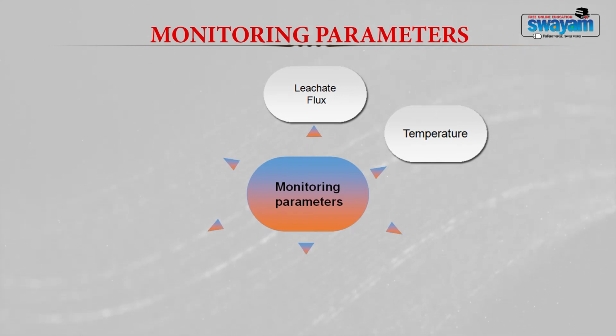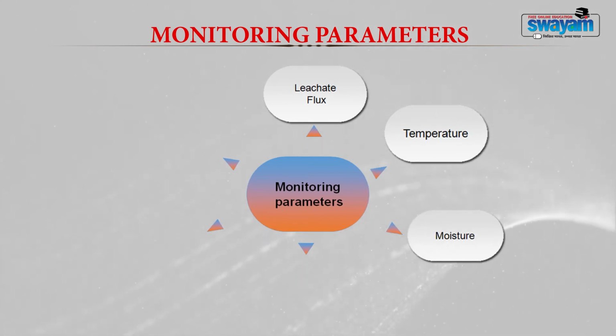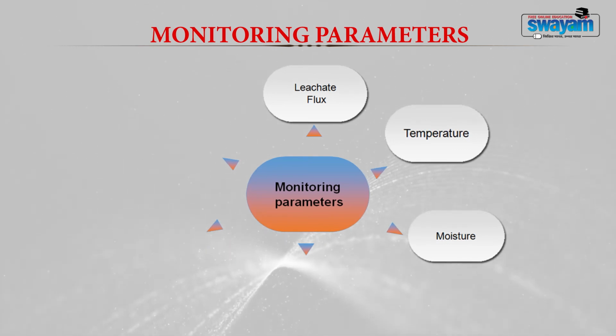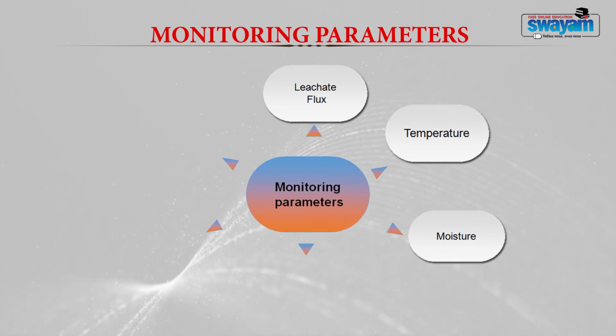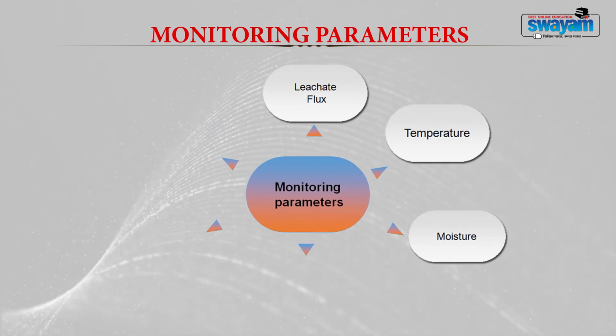Then the next parameter is your moisture. Now, moisture will influence your rate of degradation. Here it will give an idea like how much leachate has to be recirculated within the system.